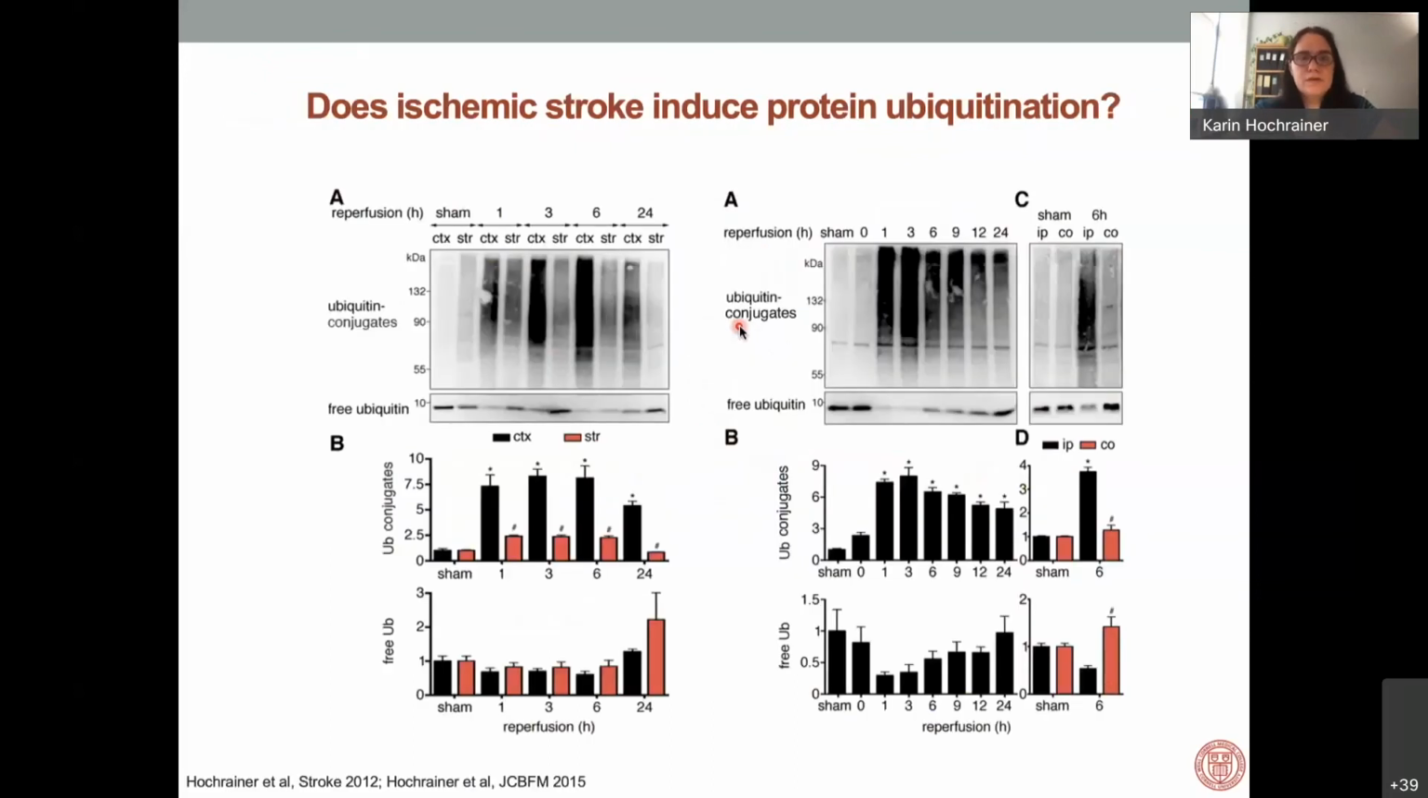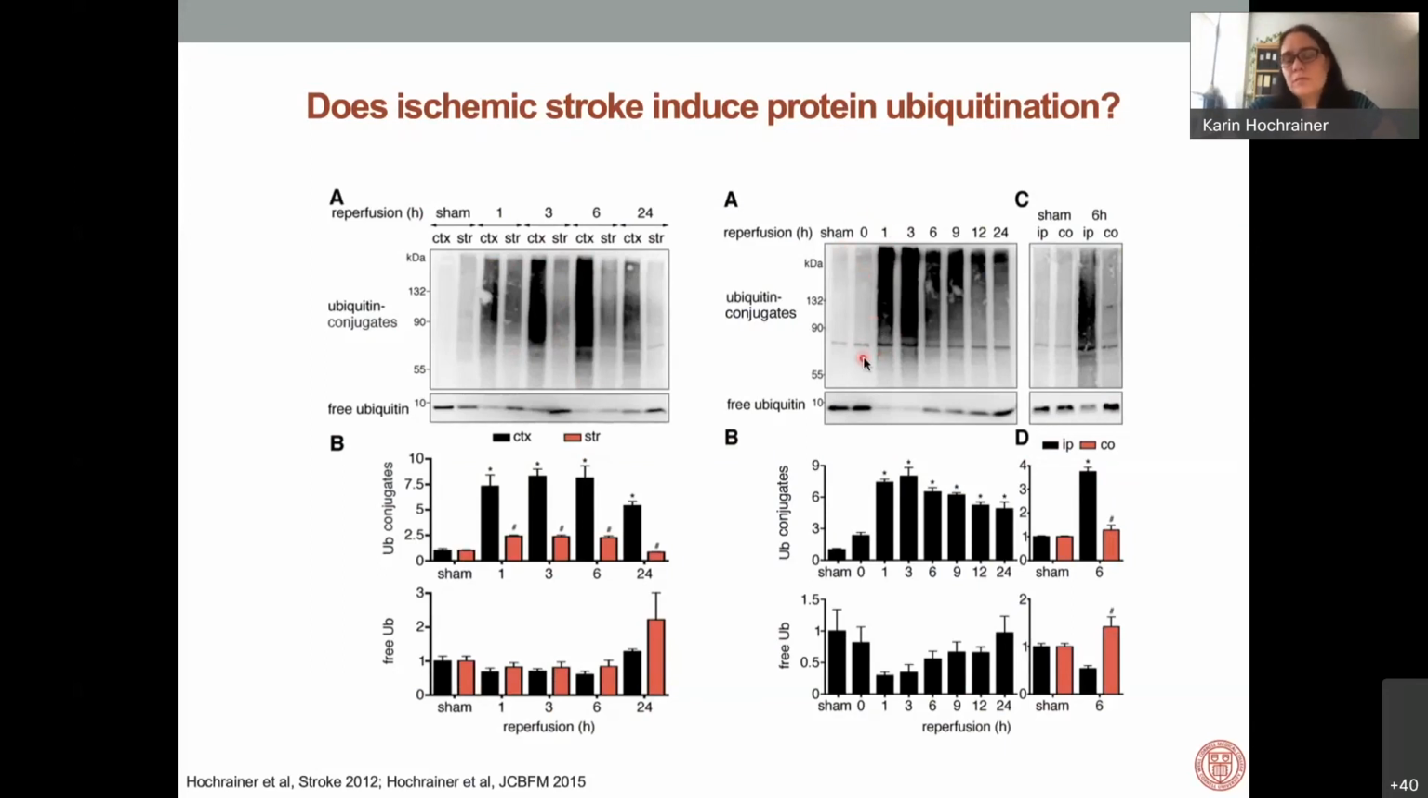Now, does ischemic stroke induce protein ubiquitination? And the answer is yes, and we published this a while ago. So we do find increased ubiquitination in the cortex, which is the ischemic periphery in this model. We do not see that much in the striatum, which is the core. We found that the increase in ubiquitination is dependent on reperfusion, and we actually published a paper not long ago showing that the reason for that is simply that there's not enough ATP in the occlusion period.